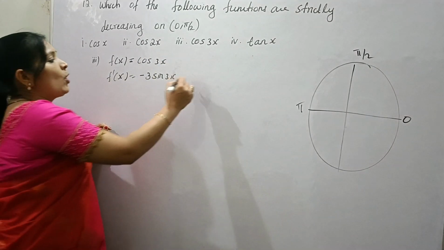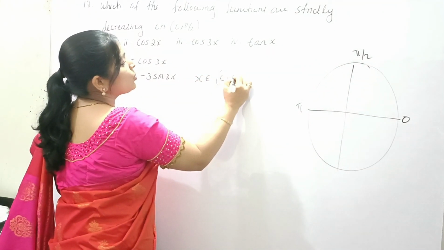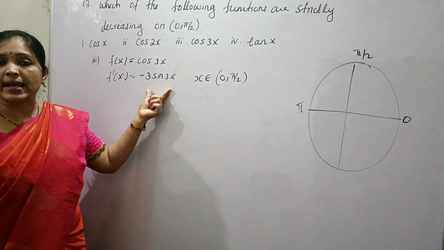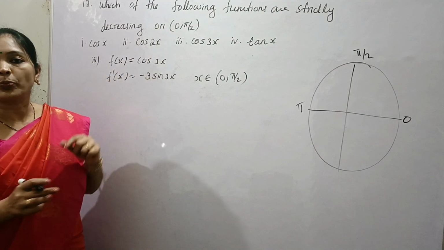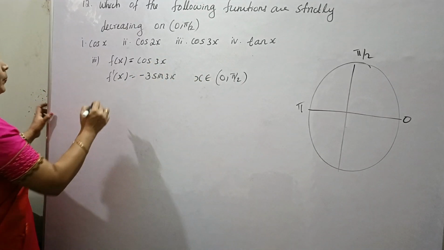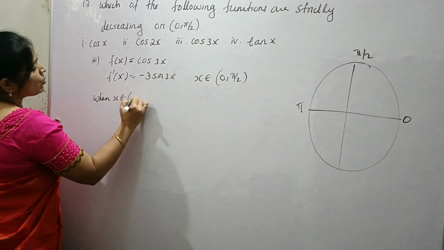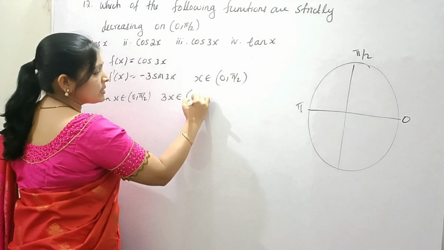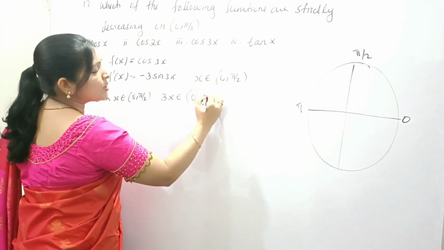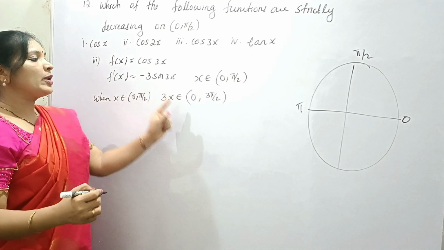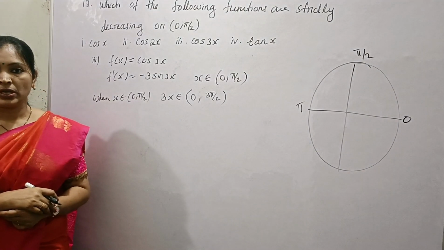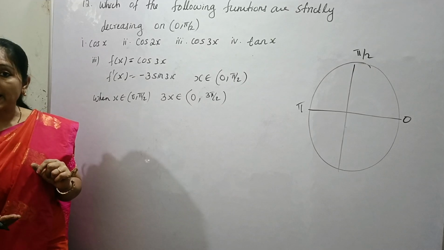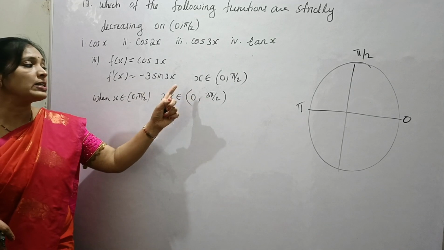Here x belongs to 0 to pi by 2. So here we have to check whether this sin 3x is less than 0 or greater than 0 in the interval 0 to pi by 2. So when x belongs to 0 to pi by 2, what about 3x? 3x belongs to 3 into 0, 0, 3 into pi by 2, 3 pi by 2. So 3x belongs to 0 to 3 pi by 2. Now we have to check whether sine is less than 0 or greater than 0 in the interval.